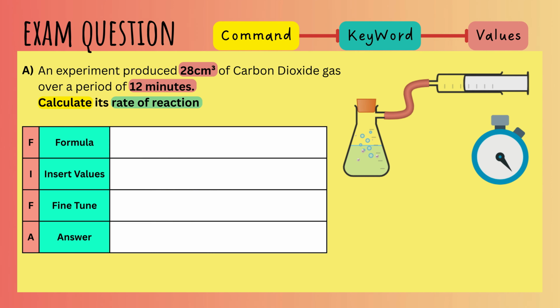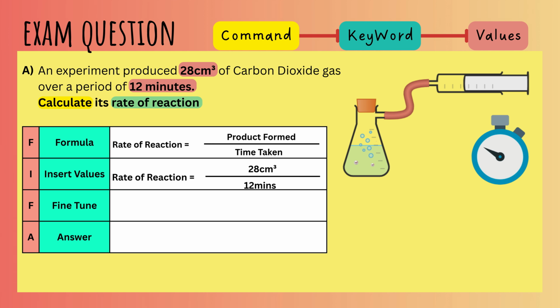Okay, so let's take a look at this. An experiment produced 28 centimeters cubed of carbon dioxide gas over a period of 12 minutes. Calculate its rate of reaction. First of all, looking at FIFA, the formula is rate of reaction equals product divided by time taken. Insert values. Rate of reaction equals 28 centimeters cubed, as it states in the question, divided by the 12-minute time.